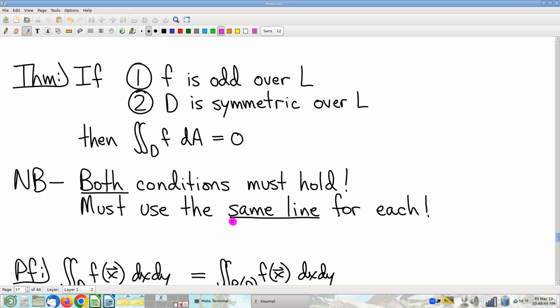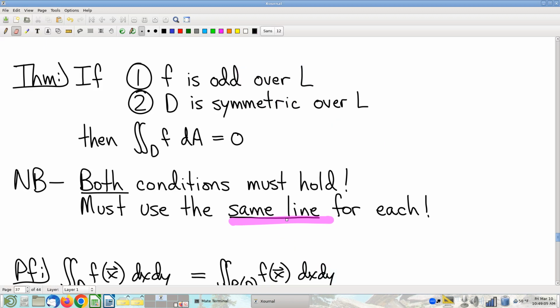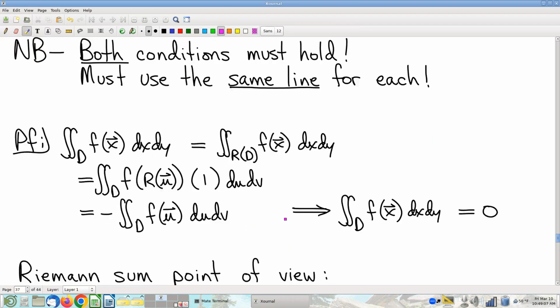Secondly, you've got to use the same line for both of these conditions. It's not at all sufficient for a function to be odd over one line and the domain to be symmetric over a different line. It just does not work, not even close. We're going to see an example to that effect in a few minutes.